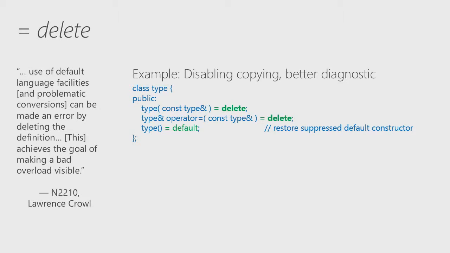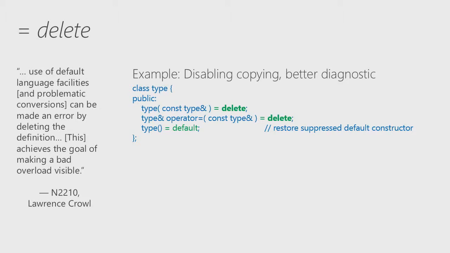And so instead of just using the previous idiom of making them private and undefined functions, which gives you a link time error in certain cases, compile time error most of the time, but a link time error in certain cases, now I get a simple and clear compile time diagnostic each time because I've been able to express my intent, say what I mean, and just say equals delete.